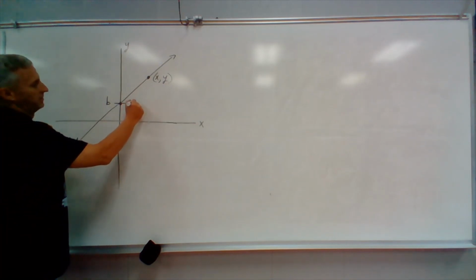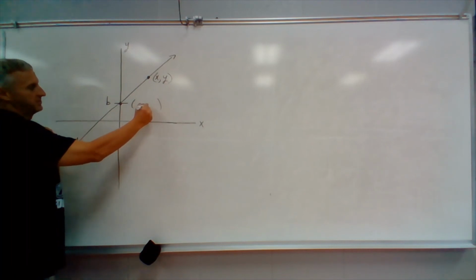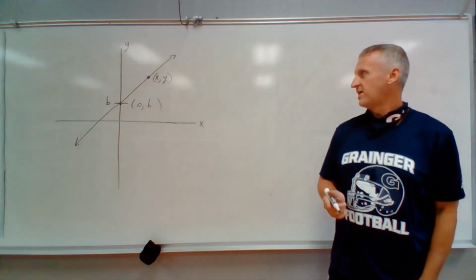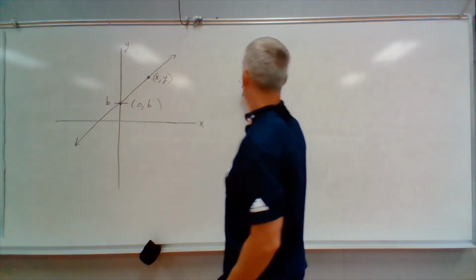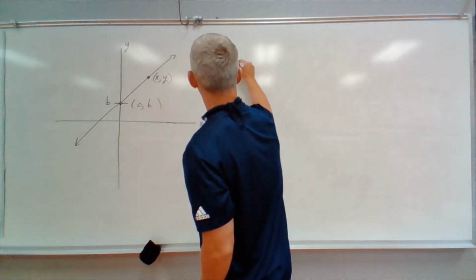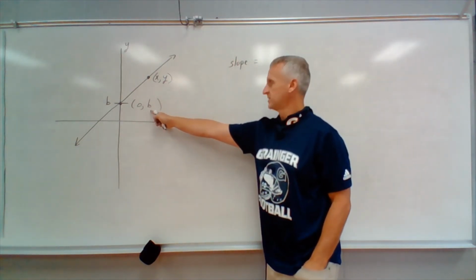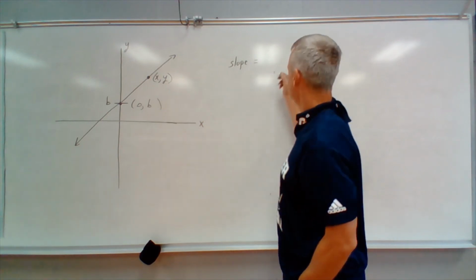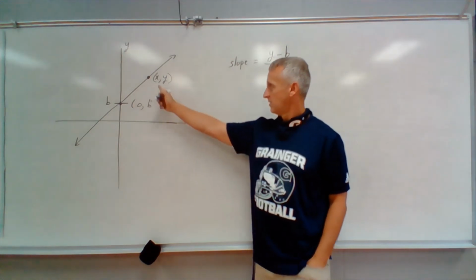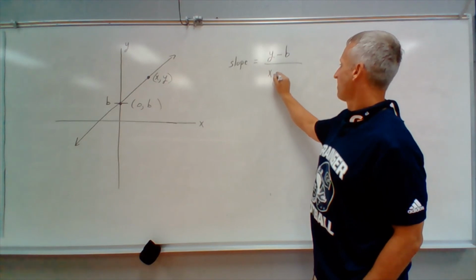All right, just like we did in the last lesson, let's find the slope of this line. So slope is equal to y2 minus y1, so y minus b, over x2 minus x1, so x minus 0. All right, I don't want to have to write slope every time, so let's come up with an abbreviation. Let's abbreviate slope with an M.